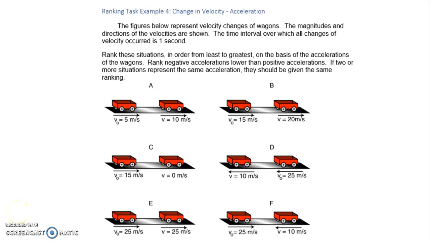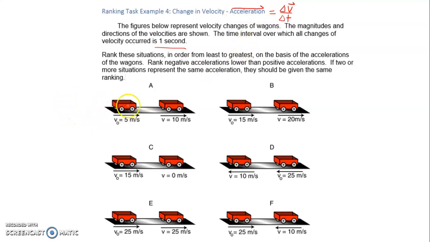In this video, we're going to look at a ranking task for change in velocity. In other words, acceleration. So we have 6 cases here, and we're asked to rank them by acceleration from least to greatest. We're told that the time interval is 1 second, although really it doesn't matter as long as the time interval is the same for all of them. We know that acceleration is equal to delta v over delta t. Velocity is a vector, acceleration is a vector.